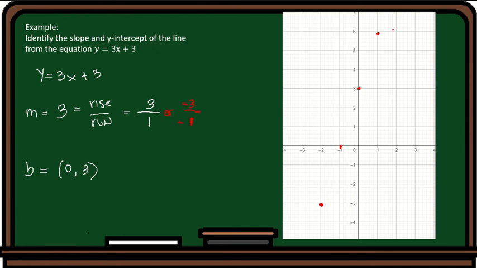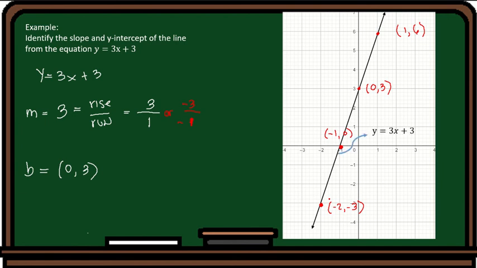So, that's the time we will have our ordered pairs. So, 1 and 6. This is 0 and 3, the given. And this will be negative 1 and 0 since it is on the x-axis. And then this point will be negative 2 and negative 3. Then we will now connect the points. So this will be the line of the equation y equals negative 3x plus 3.